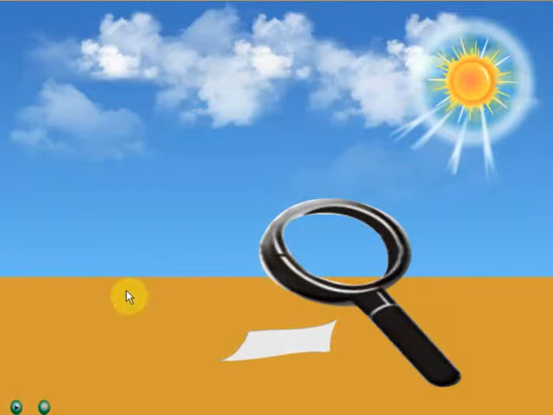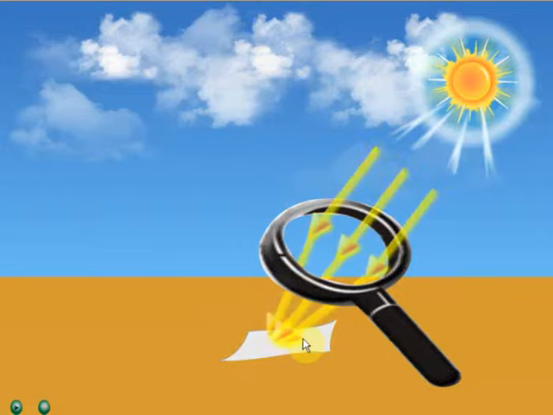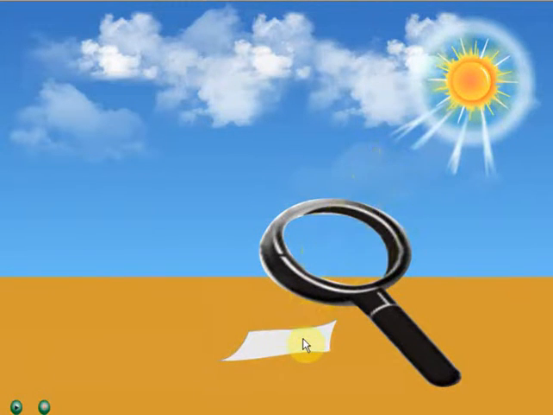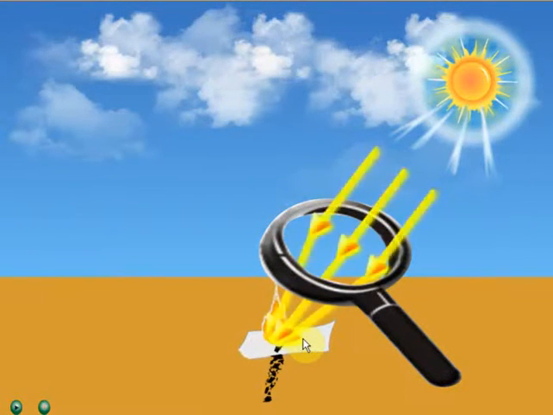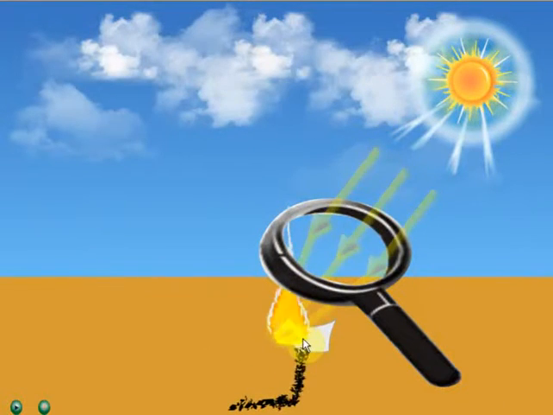Hi students, you must have observed that when you focus a magnifying glass placed in sunlight on a piece of paper, then at a certain position of the magnifying glass, the paper starts burning. Have you observed this phenomenon? You can even try it in broad sunlight.